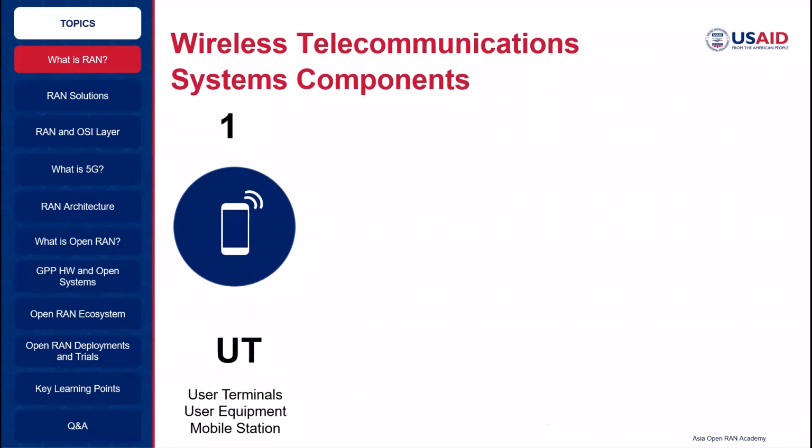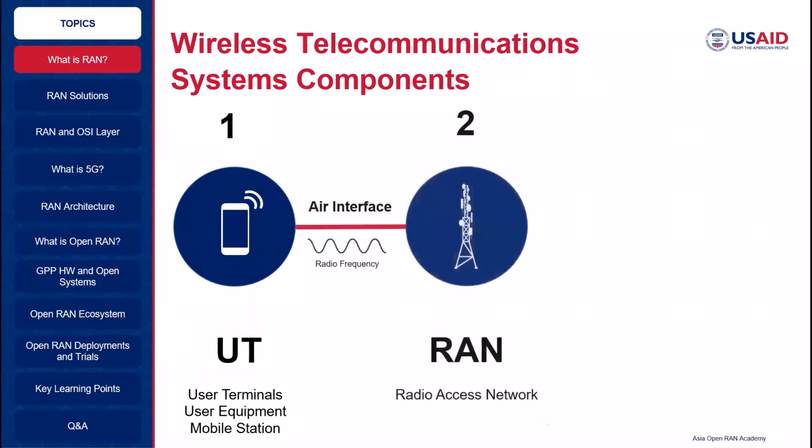Okay, and these user terminals are connected via RF or radio frequency sa ating RAN, Radio Access Network. Okay, ito yung mga cell site kanina na pinakita ko, no? So we have this invisible electromagnetic energy na nagko-connect sa user terminals at radio access network.